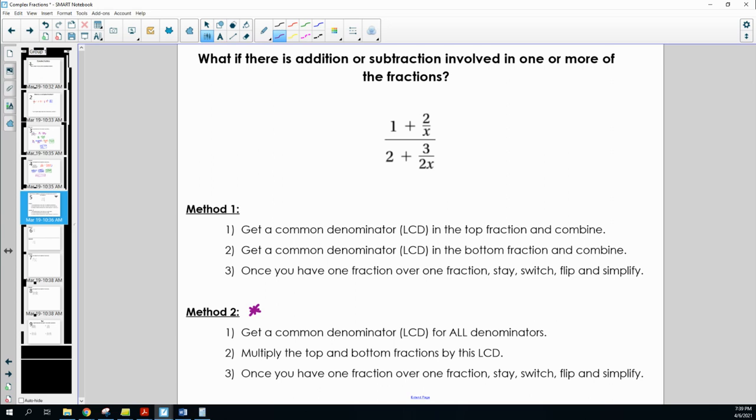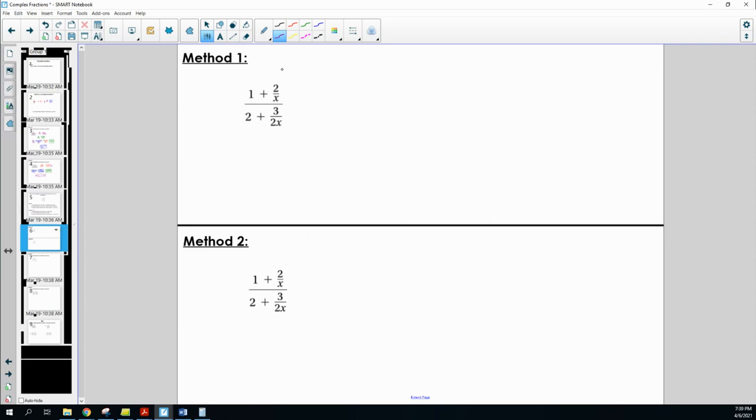Method 2 involves getting a common denominator for every single denominator that we have, and then multiplying the top and bottom by that common denominator, and then getting rid of them. And then again, stay switch flip and make it into multiplication. So let's actually look at these methods so we can see what they're all about. So in method 1, we're going to focus on the top and bottom separately. So we're just going to look at the top. So I'm going to rewrite 1 plus 2 over x as 1 over 1 plus 2 over x.